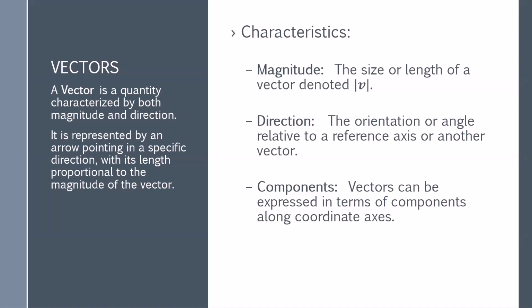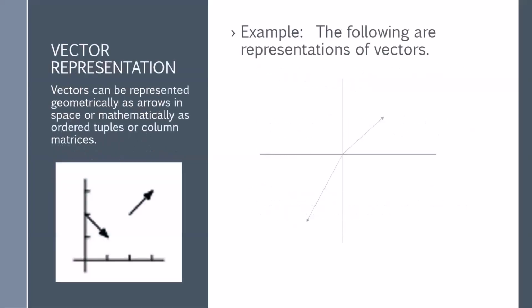Components. The vector can be expressed in terms of components along a coordinate axis. Let's take a look. Geometrically, vectors can be represented as arrows in space or as ordered n-tuples or column matrices. So here are a couple of vectors. The one in the upper right quadrant is 1, 1. The one in the bottom left quadrant is -1, -2.